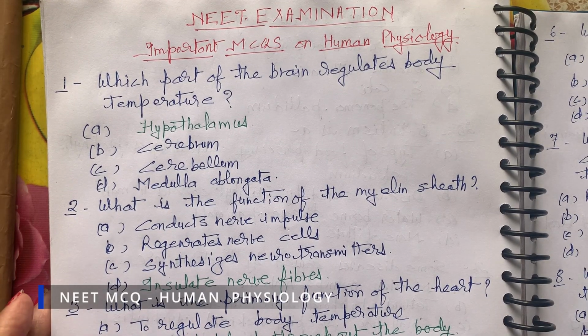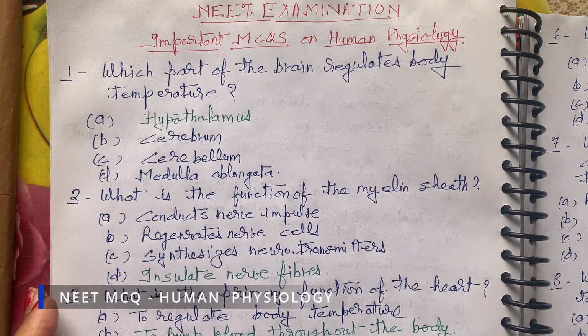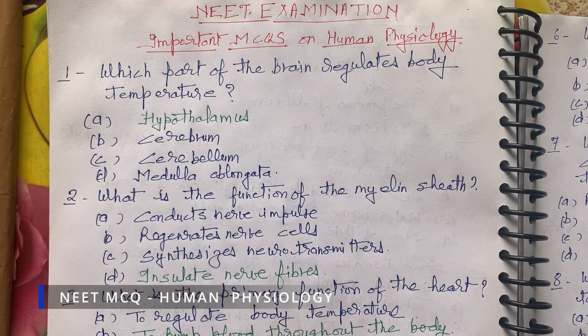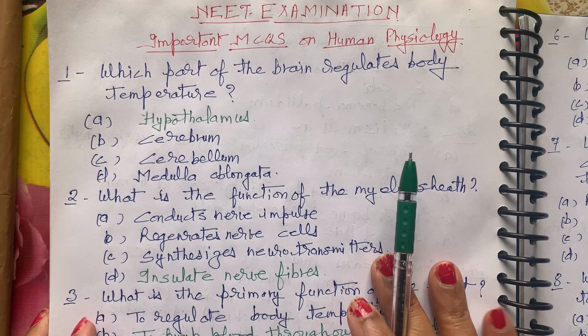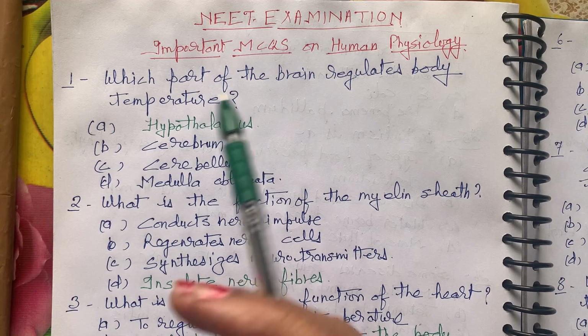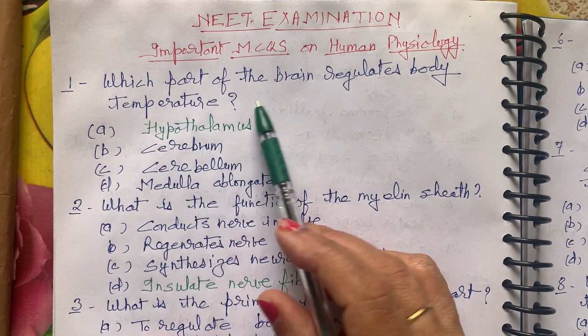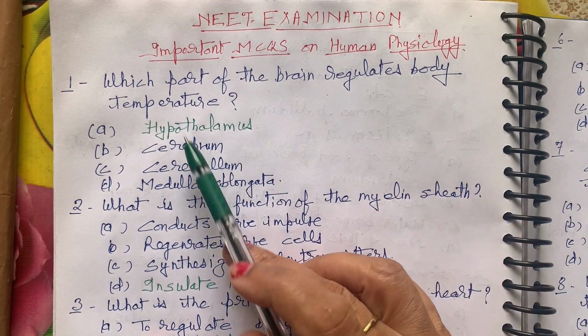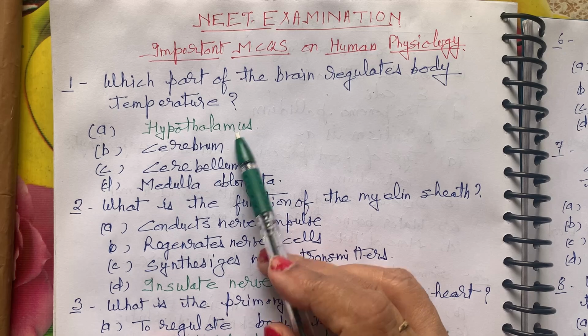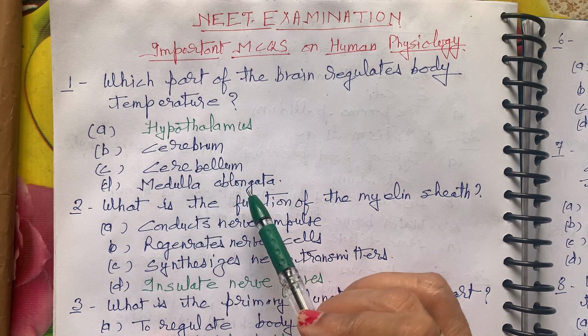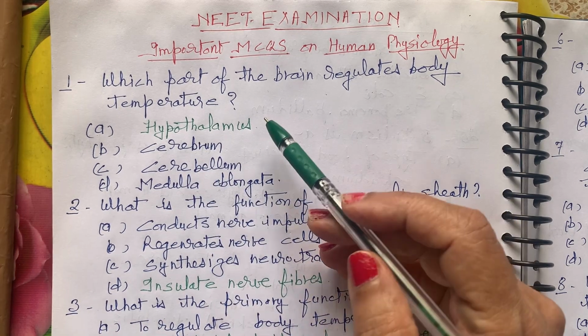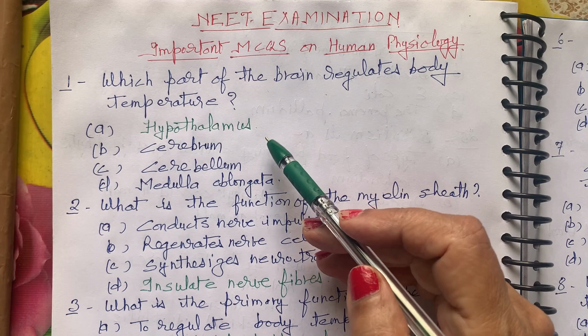Today I am going to discuss important MCQs on human physiology for NEET aspirants for their practice. Now see, first question here: which part of the brain regulates body temperature? Hypothalamus, cerebrum, cerebellum, medulla oblongata. The correct option is hypothalamus.